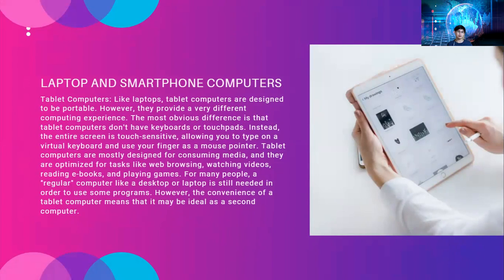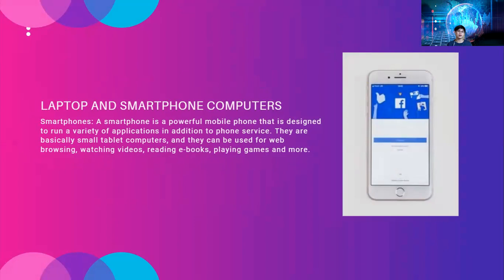But there are actually tablets today that you can attach a keyboard and mouse to, though some do not. Okay? I hope you already know this, and I know you have used them. And then, I believe everyone has smartphones. A smartphone is a powerful mobile phone that is designed to run a variety of applications in addition to the phone service. So now, in your online flexible learning, I believe you're using your smartphones, right?